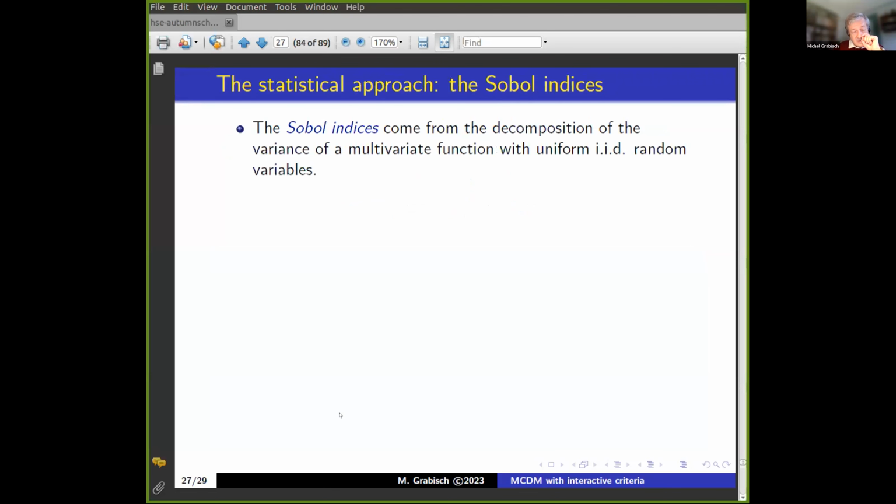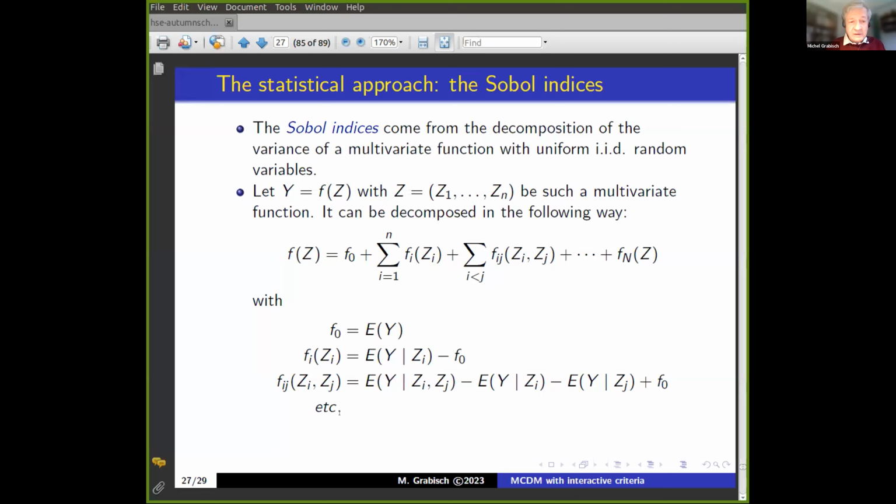Okay, so now there is a last way, a third way to recover all this. It is a statistical approach, but I will go rather quickly. So the Sobol indices are quite well known, I suppose, in statistics, because it's a kind of analysis of variance. So suppose you have a multivariate model, y is a function of random variables Z1 to Zn. And so you decompose your function f as follows.